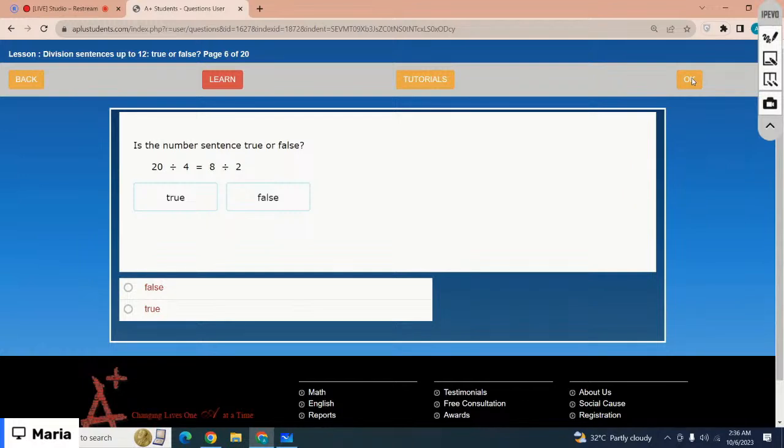Okay, the next one is 20 divided by 4 and 8 divided by 2. Which is the correct option? 4 times 5 is 20 and 2 times 4 is 8. That would be false.